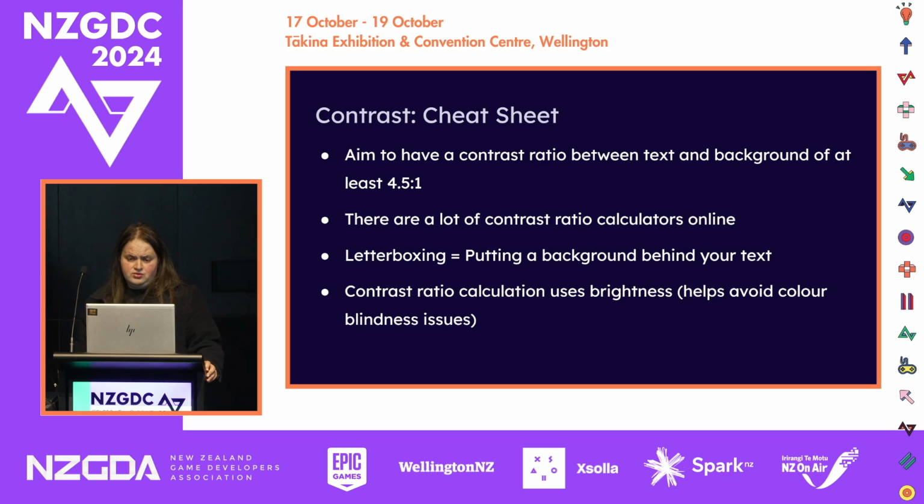So, to summarise colour contrast, aim to have a contrast ratio between the foreground and background colours of your text of at least 4.5 to 1. You can check the contrast ratio on one of many free calculators online. In cases like gameplay when you might not know what colour text will be on, look into letterboxing, which is putting a background behind your text. And contrast ratio calculation also involves brightness rather than colour, which will help you avoid issues surrounding colour blindness.